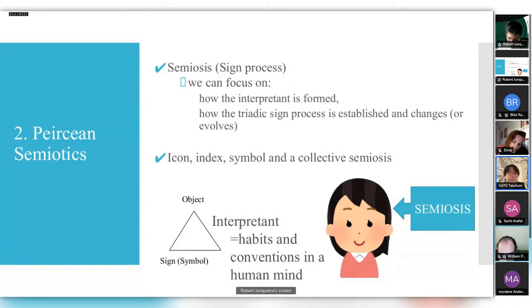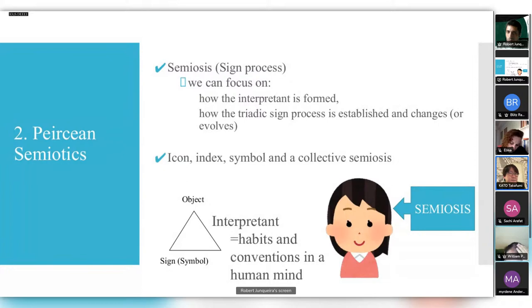In the case of icons, the sign and object are linked by sharing sensory similarities. In the case of indexes, by a physical connection. And in the case of symbols, by being conventionally prescribed as such. Thus, whether it is a sensory similarity, a physical law, a social or cultural convention, it can be an interpretant.